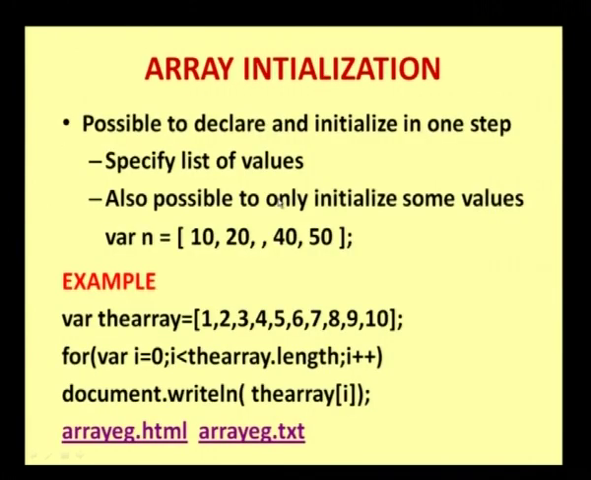We can also give array values at compile time, or we can initialize a value at the compile time itself. So how to initialize the values? It is possible to declare and initialize the array values in one step. We can specify the list of values. We can initialize with variable n equal to 10, 20, 40. Likewise we can initialize the array.